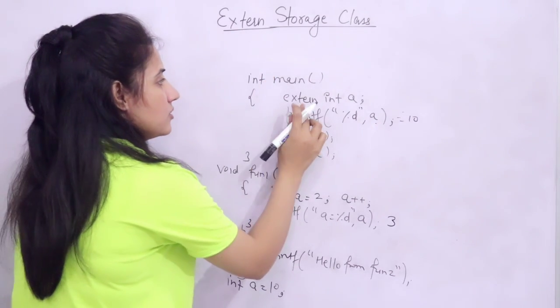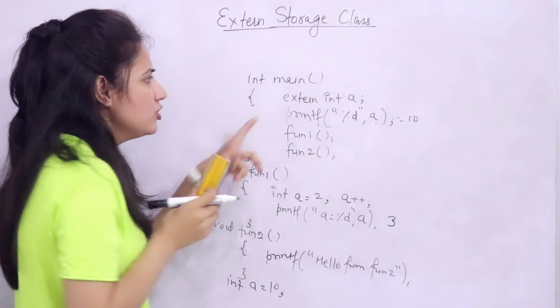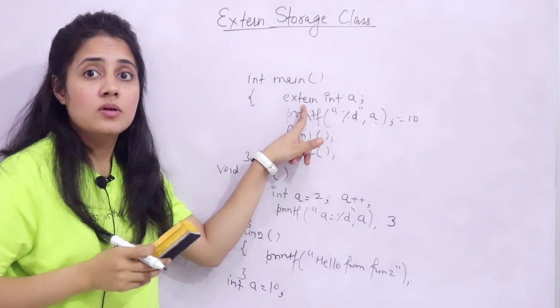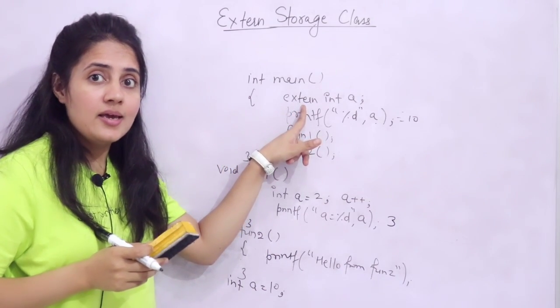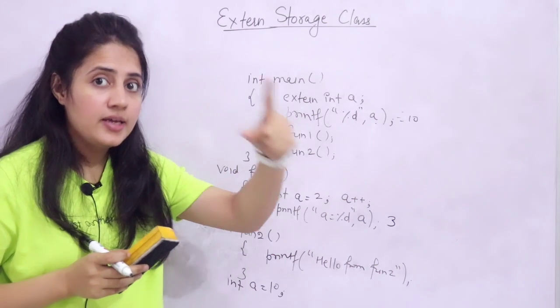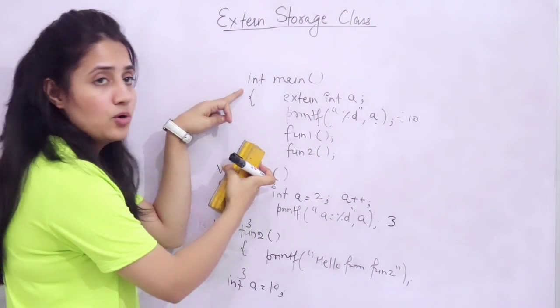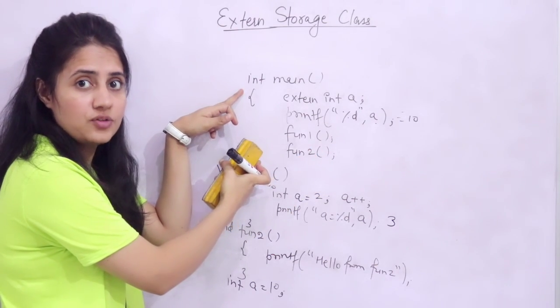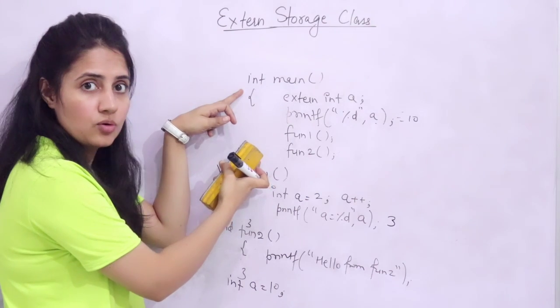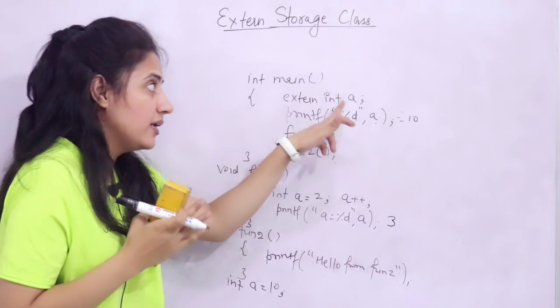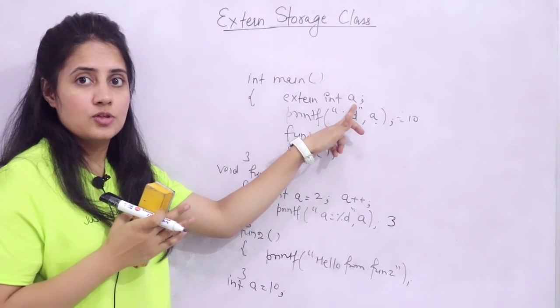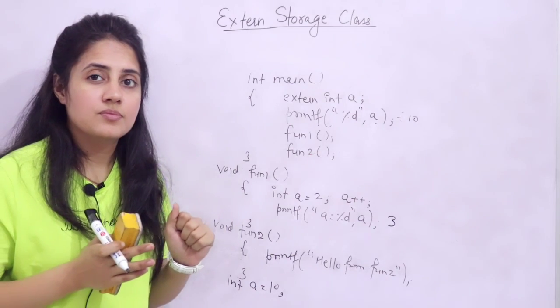But if we are using this line, extern int a, we are telling the compiler, yes, a is somewhere else, we have defined a, not within the same block, but somewhere else, out of this block, and I want to use that a only. So this time it will not give an error.